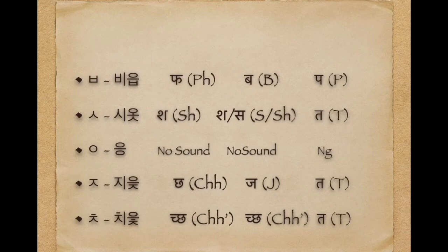Let's come to the next. It is chiat. When chiat appears in the beginning, it is pronounced as cha, and in the middle it is pronounced as ja, and as a past chain it is pronounced as t.